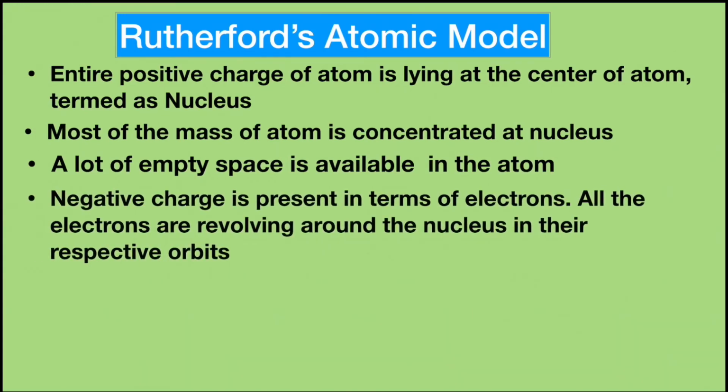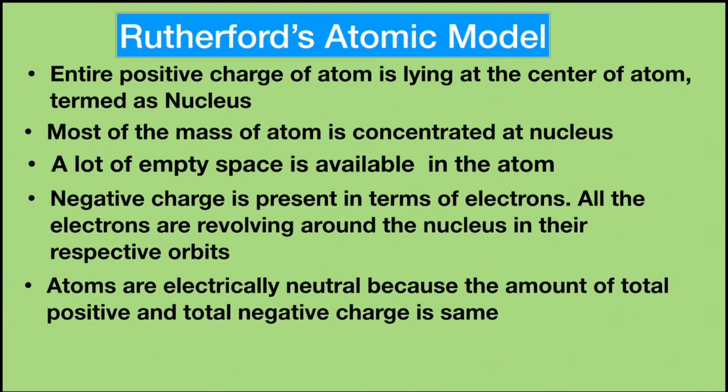Negative charge is present in terms of electrons, and all the electrons are not stationary, they are revolving around the nucleus in their respective orbits. So negative charge is not confined at the single point, it is present in terms of electrons, and these electrons are not stationary, they are revolving around the nucleus in their respective orbits. अपने अपने orbits में revolve कर रहे हैं. Atoms are electrically neutral. This is another important aspect. Overall, the atom is neutral because it has equal amount of positive and negative charge.